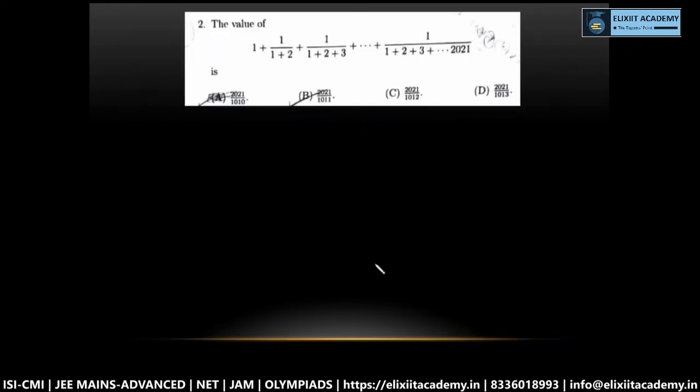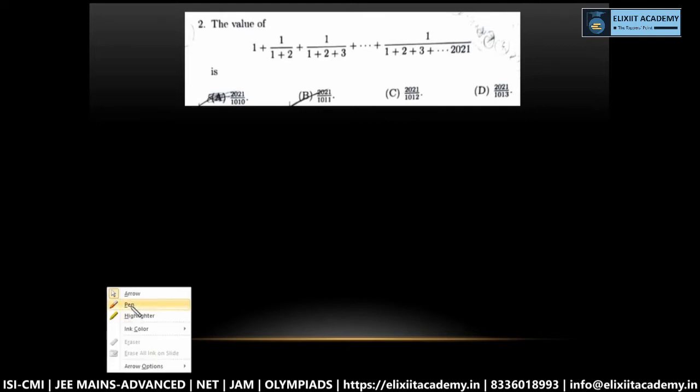Okay, next one. Next one is you are asked to find the value of this summation. This summation 1 plus 1 upon 1 plus 2 plus 1 upon 1 plus 2 plus 3 plus and so on up to 1 upon 1 plus 2 plus 3 plus and so on up to 2021. Okay, and this is once again a very basic problem. Once again, all of you have done this correctly. So let's solve this.